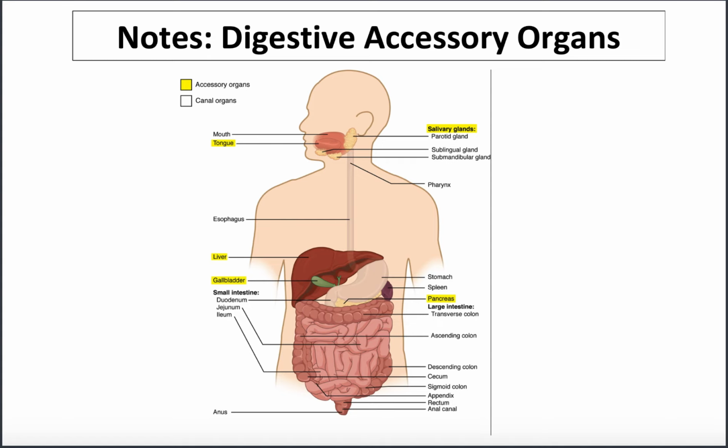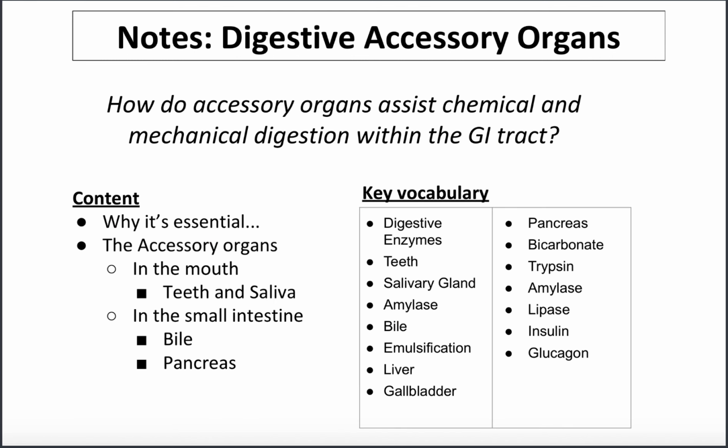It's going to add stuff to that GI tract organs tube to aid and facilitate digestion. So the accessory organs we're going to go over are the tongue, the liver, the gallbladder, the salivary glands, as well as the pancreas. Actually, we're not going to go over the tongue so much, but we are going to go over the teeth a little bit. So, this is key vocab we're going to go over, and we're going to go over the function and the stuff produced by these key accessory organs.